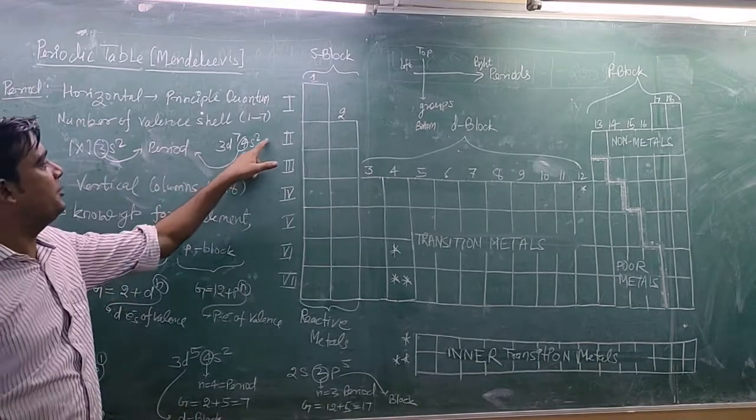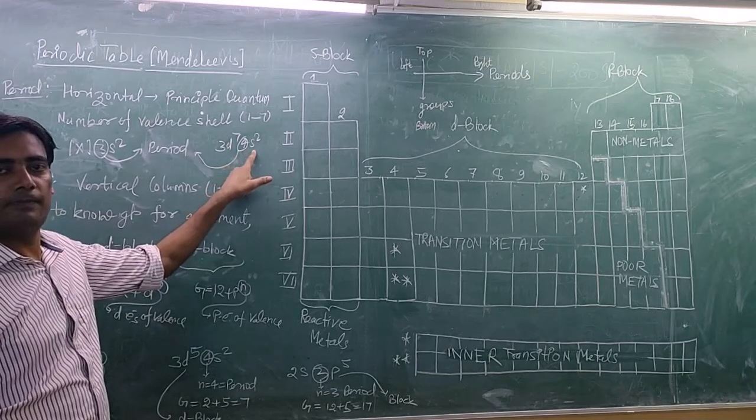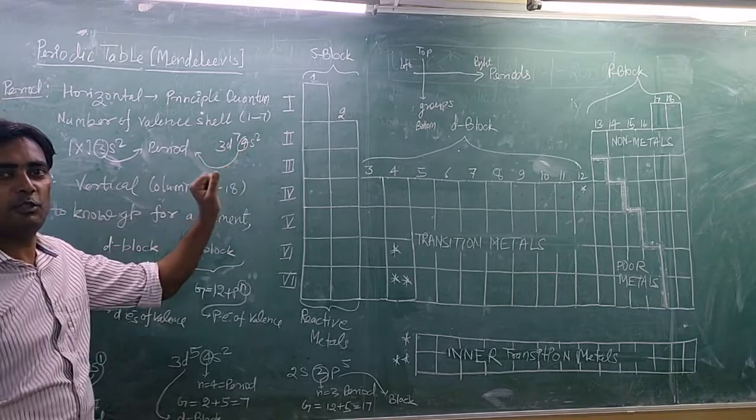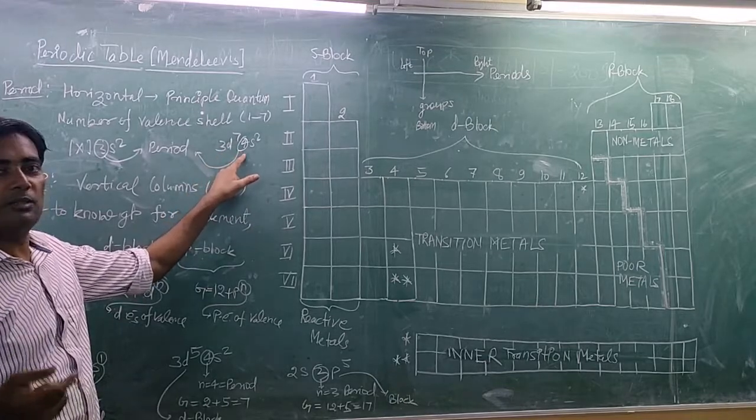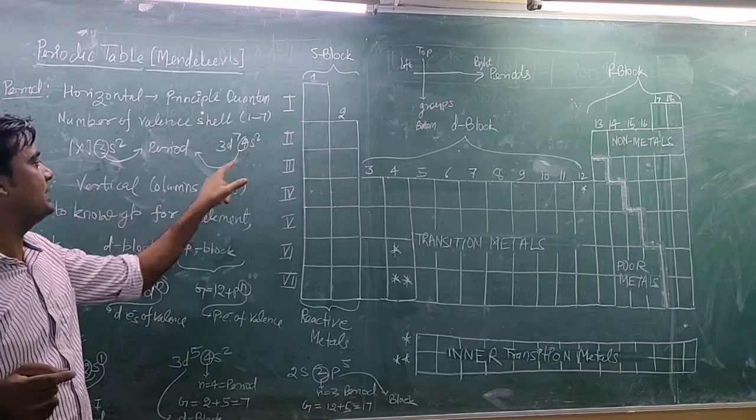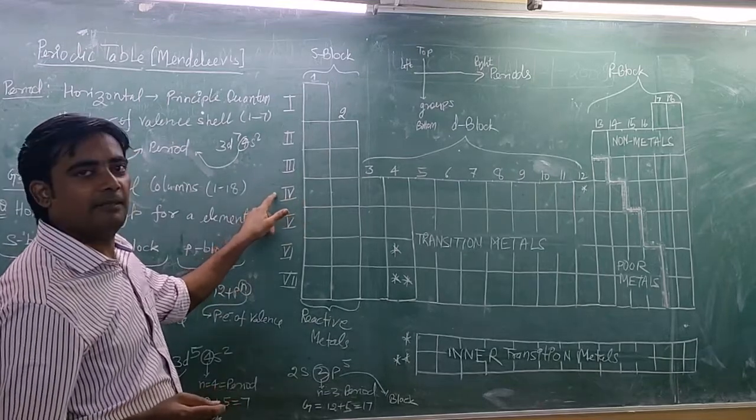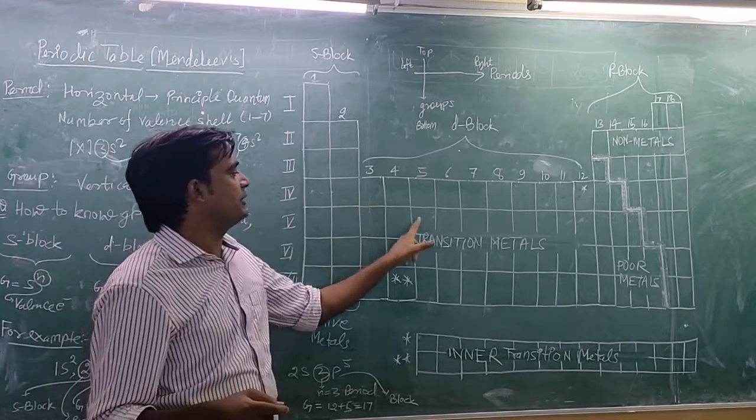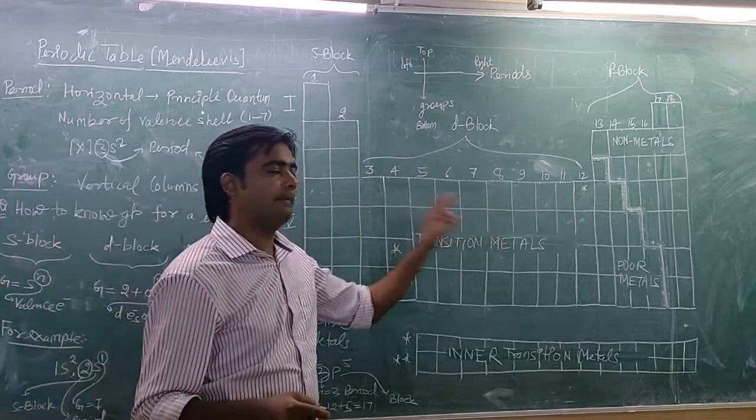Similarly, if you have the electronic configuration 3d7 4s2, what will be the period of this electronic configuration? You need to check here: n equals 3 and n equals 4. The highest value of n is 4, and that is the principal quantum number. So this is a fourth period element, meaning it belongs in this period. And where? Because it is d7, counting d1, d2, d3, d4, d5, d6, d7, this electronic configuration will be located here.